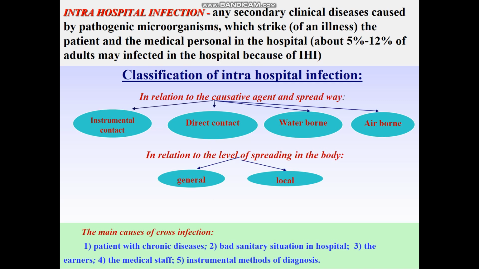Divided into two groups, general and local. General infection such as sepsis, local infection such as skin infection or pneumonia. The main causes of cross-infection: patients with chronic disease, bad sanitary situation in the hospital, the illness, the medical staff, the instrumental methods of diagnosis. Measures of intrahospital infection prevention can be divided into specific and non-specific.